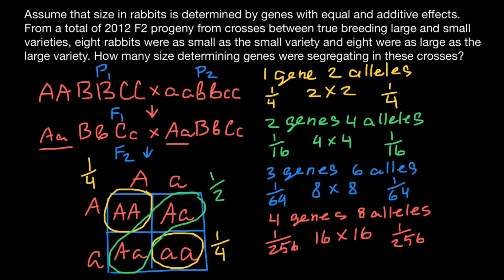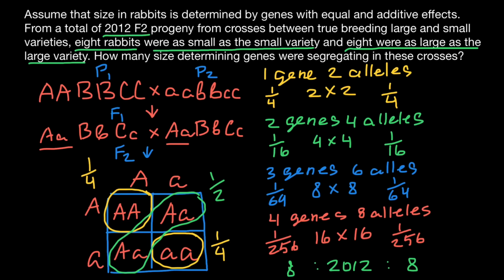We are told that in the F2 generation we got 2012 animals. 8 of them, 8 rabbits, were as small as the small variety, and 8 were as large as the large variety. So what do we have? We have a ratio: 8 extremely large to 2012 total number of animals to 8 extremely small. Now let's simplify this ratio by dividing all numbers by 8.